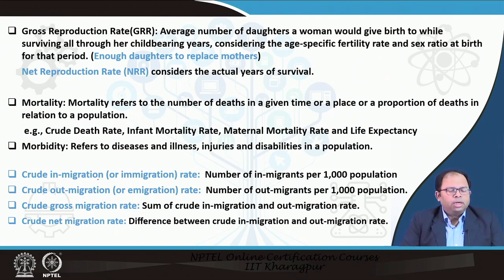Then looking at mortality, mortality refers to the number of deaths in a given time or place, or a proportion of deaths in relation to a particular population. Some examples of mortality are crude death rate, infant mortality rate, maternal mortality rate, and life expectancy. So these are some of the ways mortality is estimated.